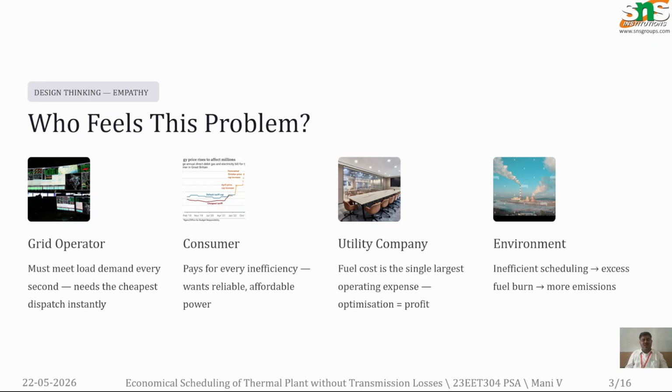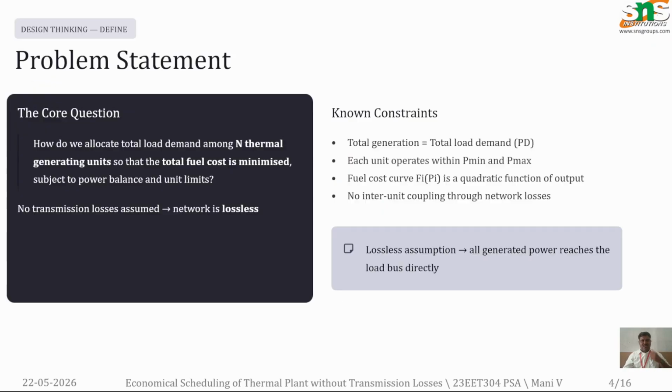And the consumer pays for every inefficiency. He wants reliable, affordable, and uninterrupted power. For the utility company, fuel cost is the single largest operating expense, so it is an optimization problem, because we have to increase the profit. And for the environment, inefficient scheduling gives excess fuel burn, so more emissions to the environment.